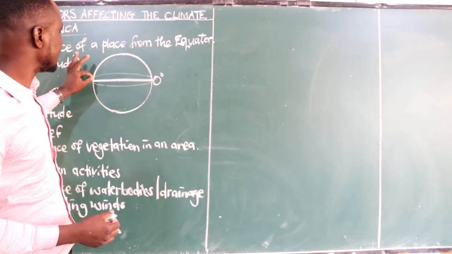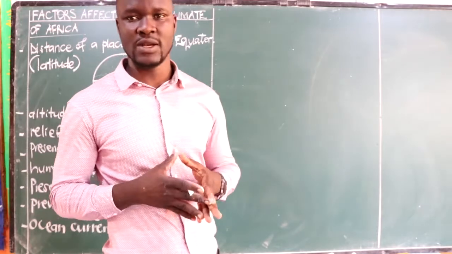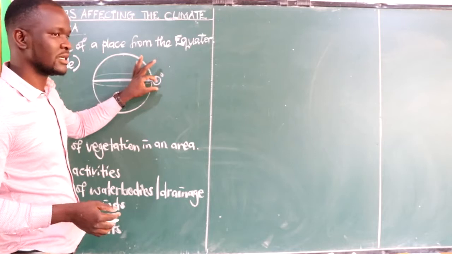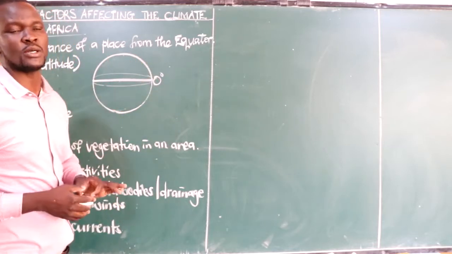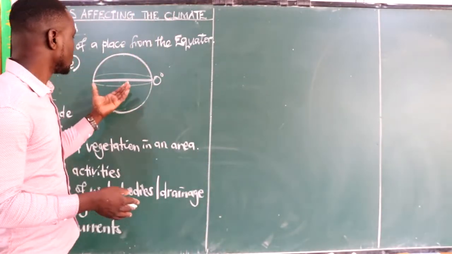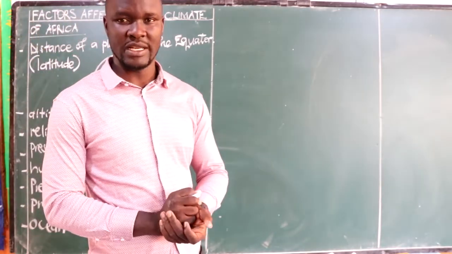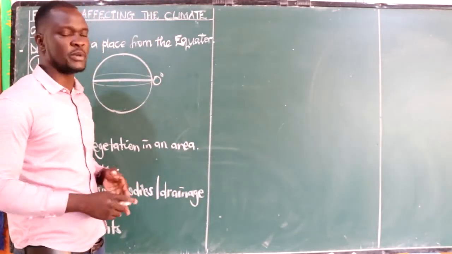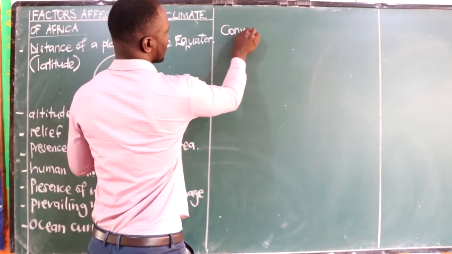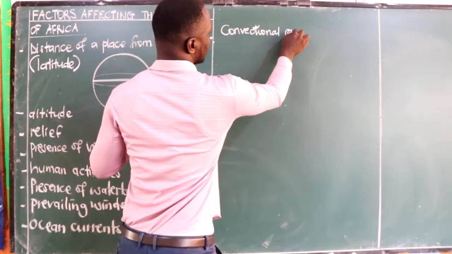Reason being that the sun shines directly to that line of the equator, which means that because of this sun hitting the equator, there is a high rate of evaporation or transpiration. So due to those processes, we shall have rainfall experienced. And these areas always experience what we call convectional rainfall.